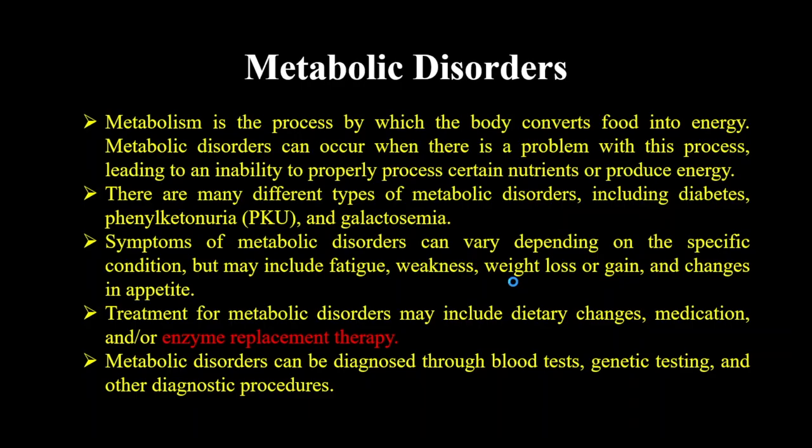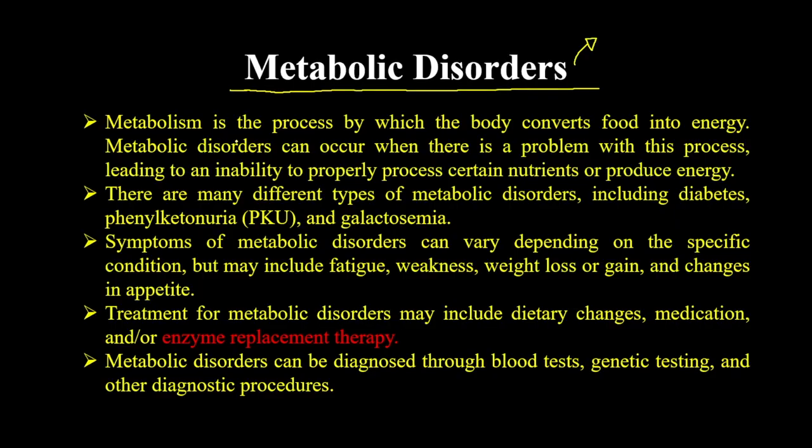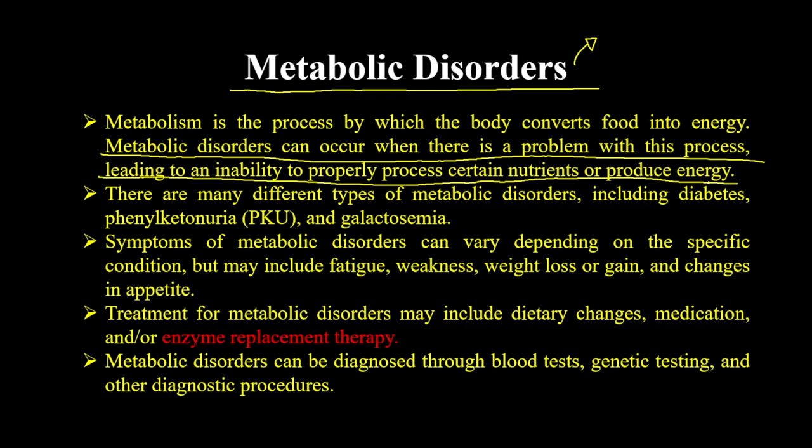Then we have taken another example of the drug, which is of the diseases where you have the metabolic disorders. Metabolic disorder means the diseases where you are going to have the disturbance of the metabolites. So metabolism is a process by which the body converts the food into energy, right? So metabolic disorder can occur when there is a problem with the process, leading to an inability to properly process certain nutrients or produce energy.